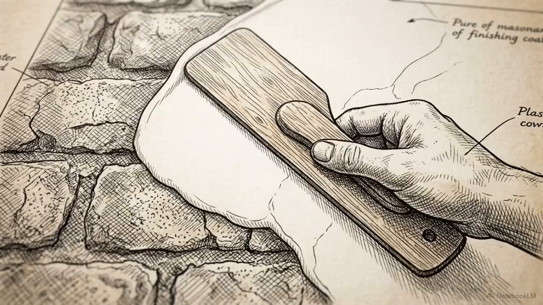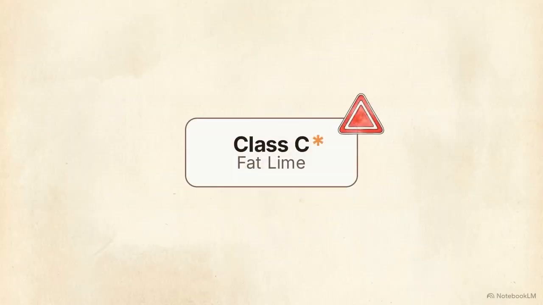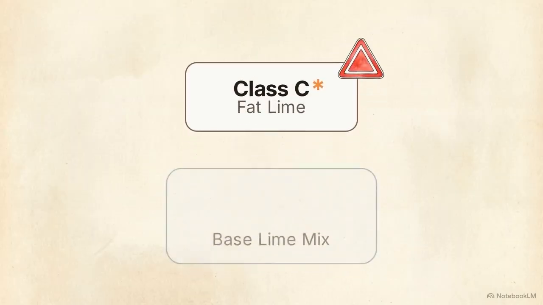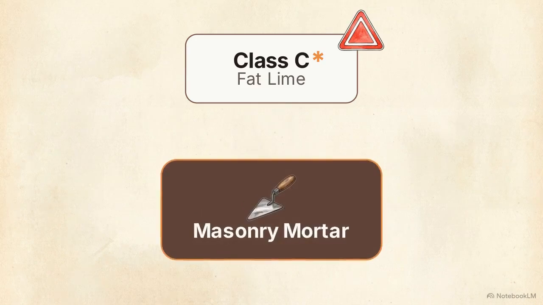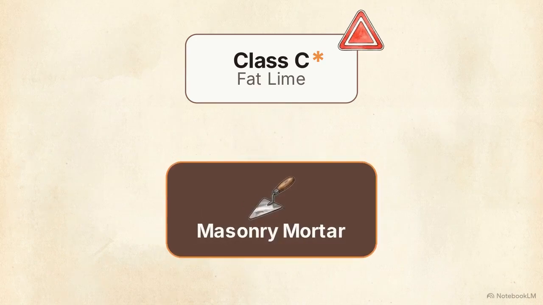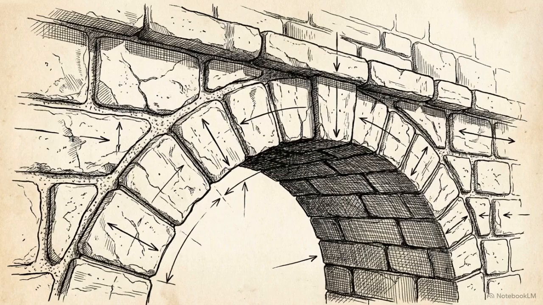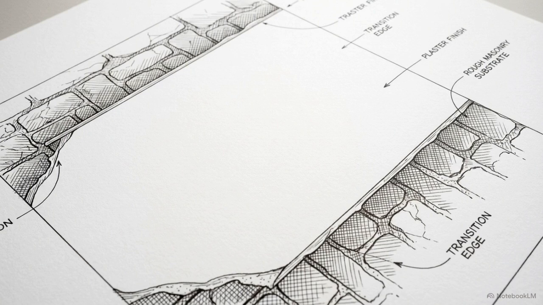Lacking the chemical components for compressive strength, it is strictly relegated to superficial applications, the finishing coat in plastering and whitewashing. However, board exams frequently test a specific caveat. Class C can be used for masonry mortar, but only if pozzolanic materials are manually added to compensate for its lack of natural silica. The rule for the hydraulic branch is simple. The higher the silica impurity, the heavier the structural load it can carry. The purer the lime, the better it serves as a visual finish.